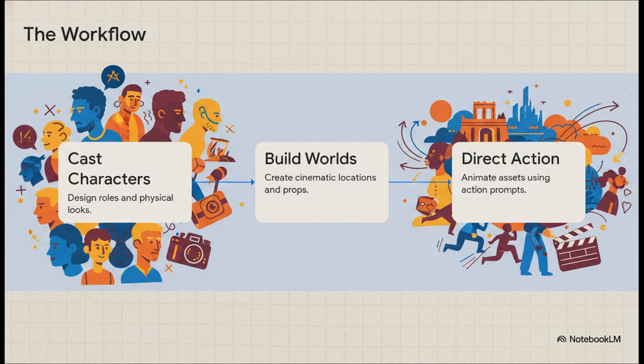And here is the super straightforward 3-step blueprint we're going to follow. We're taking what used to be a terrifyingly overwhelming AI process and breaking it down into manageable, logical phases for beginners. First, we cast our characters. Second, we build our worlds. And third, we direct the action. Let's look at exactly how to execute this.